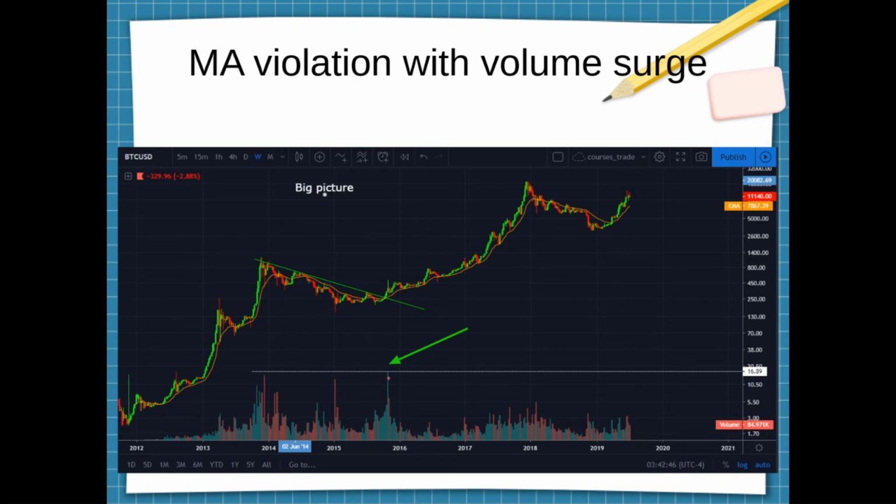And this was literally the end of the bear market of 2014. You would have had $250, and you would have bought that stuff here and probably ridden it all the way up. Take a look at this spike here, this violation here. Just by using this simple strategy, you would have entered at $250 and probably closed at 11k.